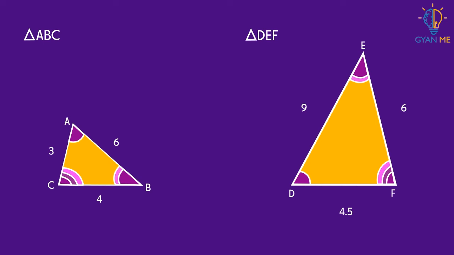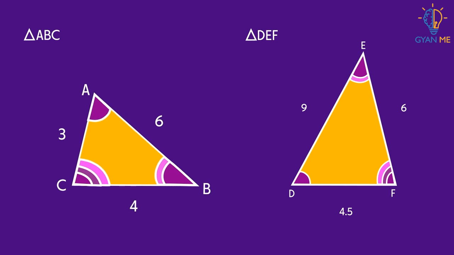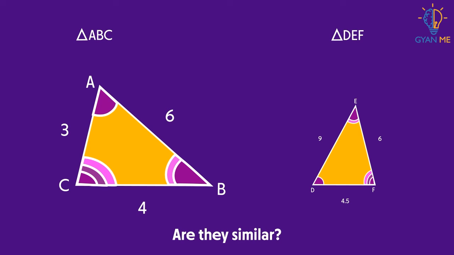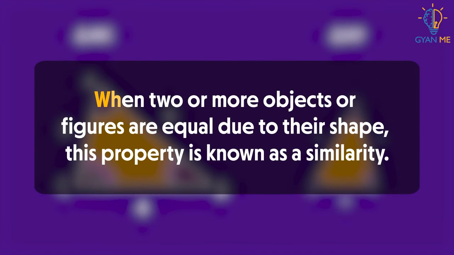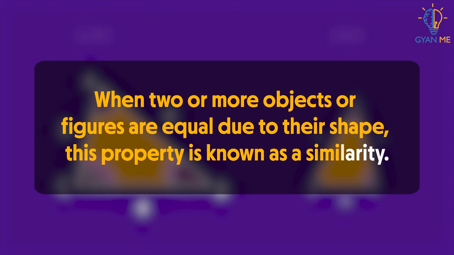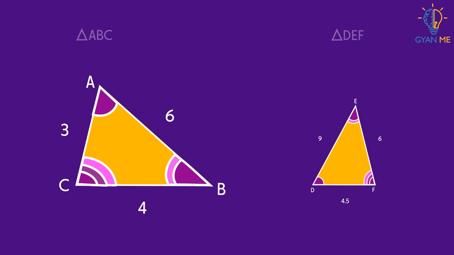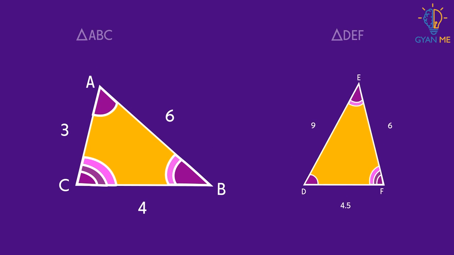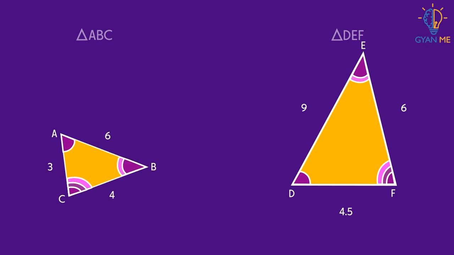Now if we change the size of one triangle, like if we dilate it or compress it, are they similar? Yes, they are still similar. Again, their shape has not changed, only their size has changed. Thus, we can say that when two or more objects or figures are the same due to their shape, this property is known as similarity. In other words, similarity of figures will not change even after resizing or flipping or rotating.